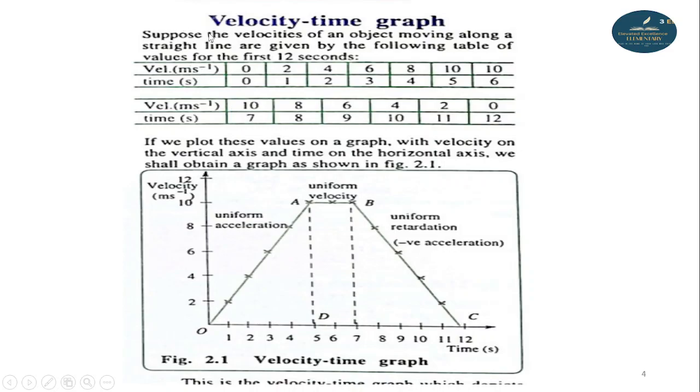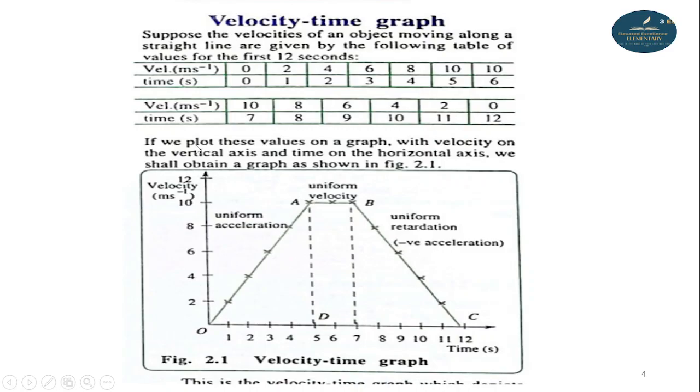So now let's proceed with the velocity time graph. Suppose the velocities of an object moving along a straight line are given by the following table of values for the first 12 seconds. When the velocity is 0, the time is 0. When it is 2, we have the time as 1 second. When it becomes 4, time 2. When it becomes 6, time 3. When it becomes 8, the time goes to 4, and like that, until the time gets to 12 seconds.